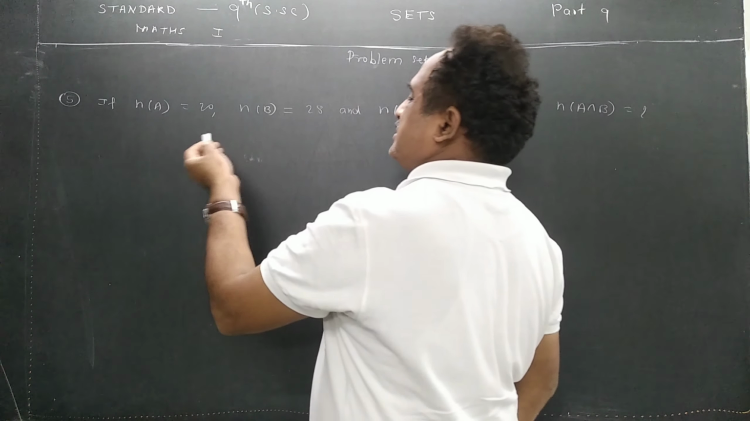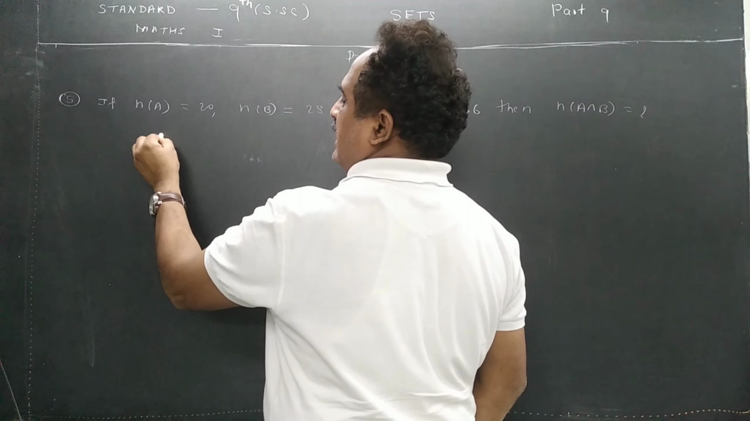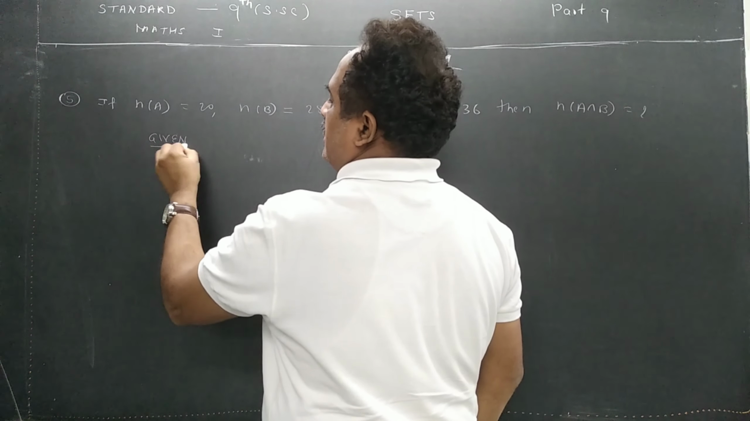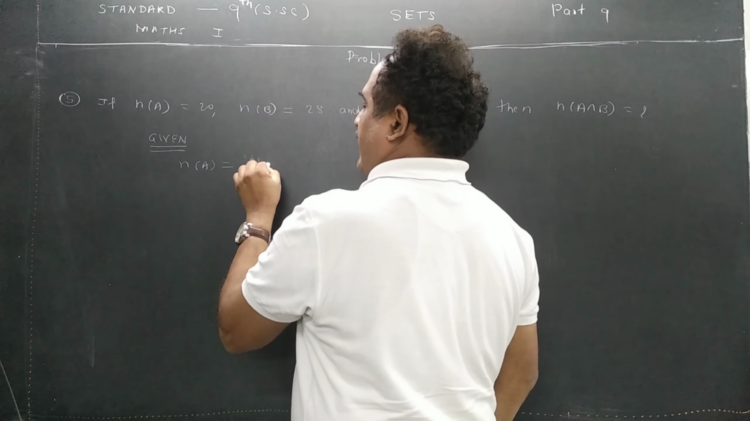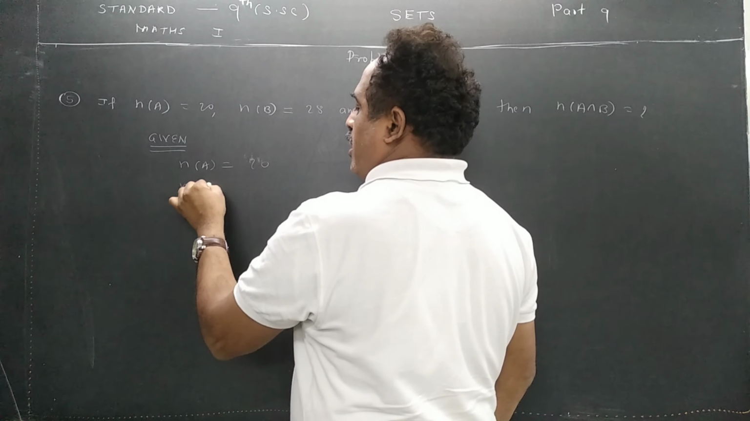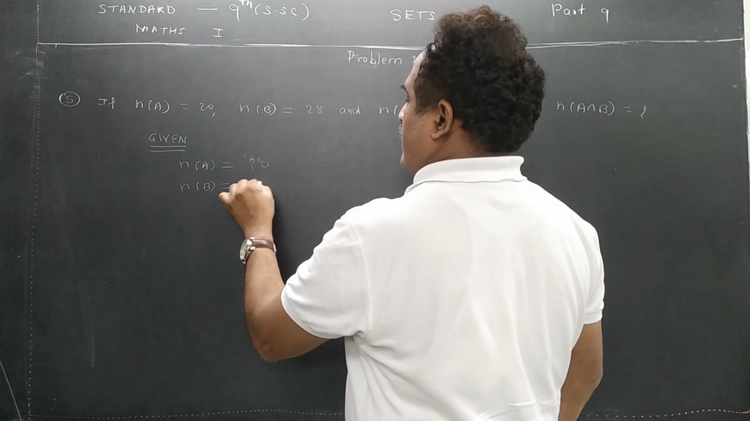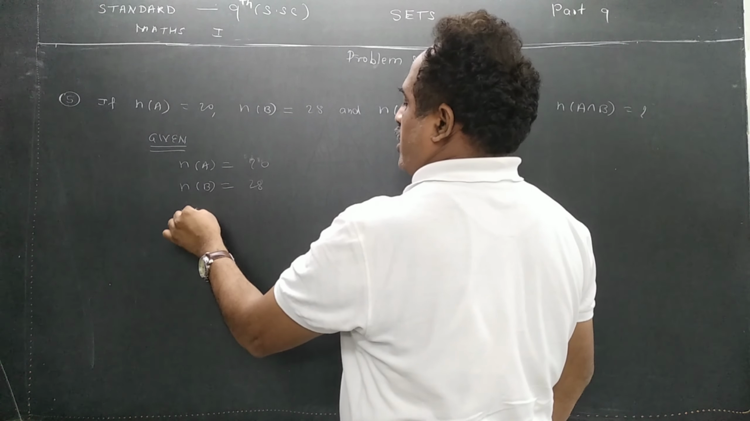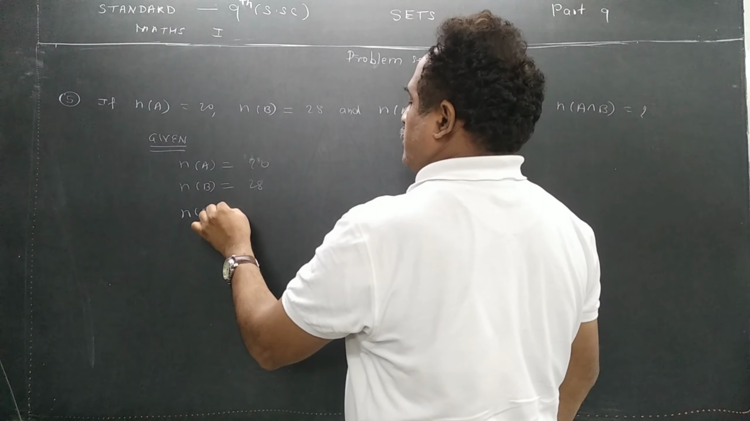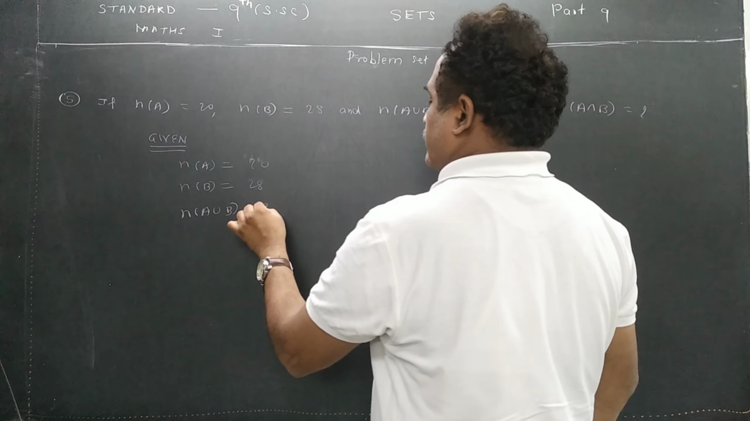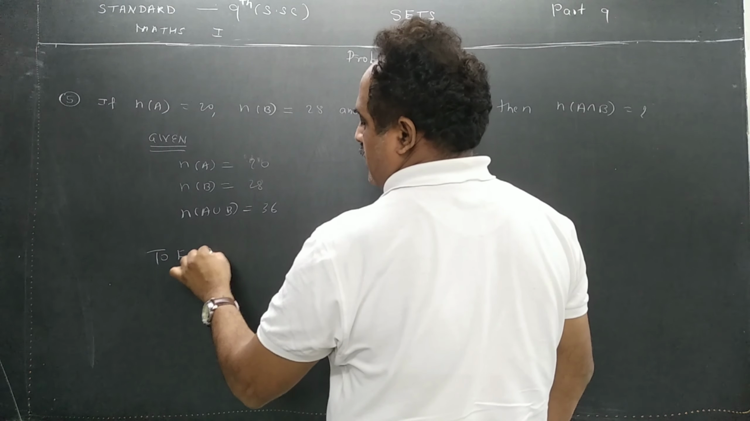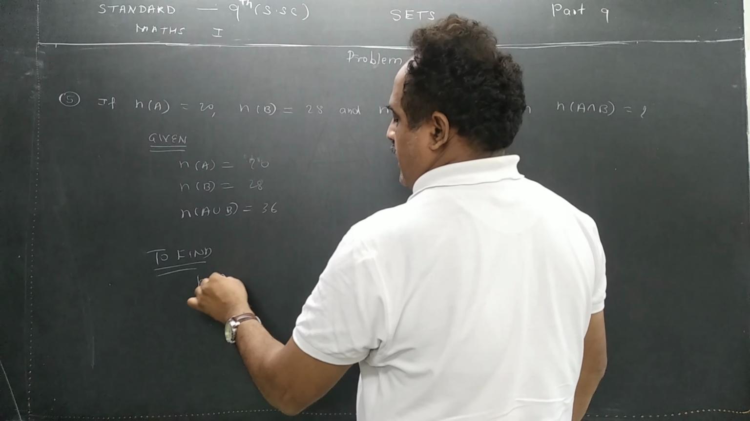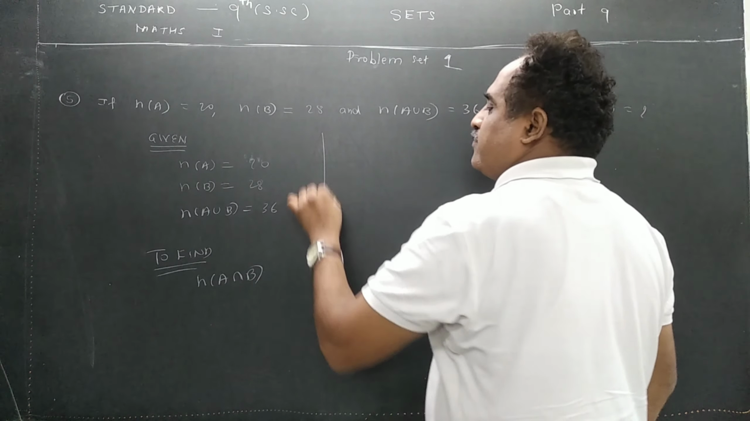In this question, it's a very simple question. Let me take what is given. The number of elements in set A is 20. The number of elements in set B is 28. And the number of elements in A union B is equal to 36. And what are they asked to find? They are asked to find A intersection B.